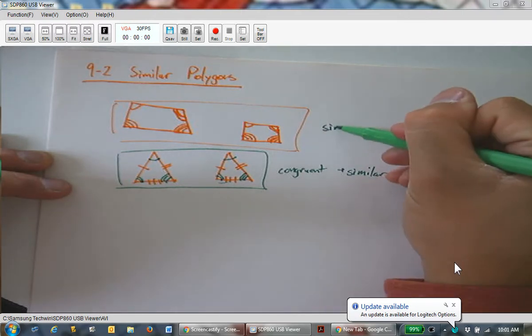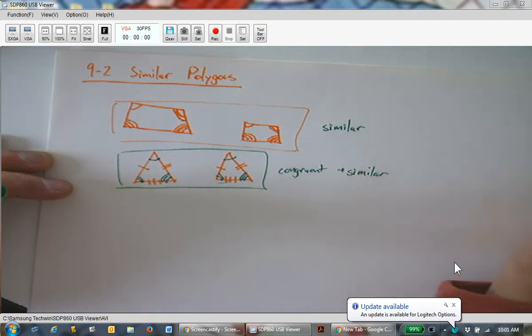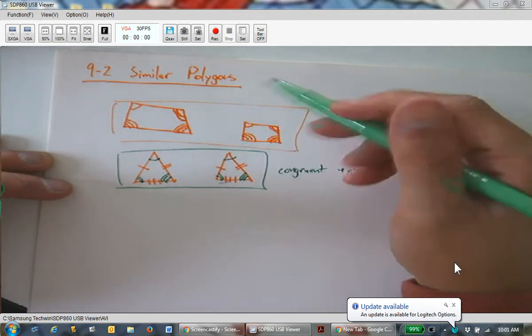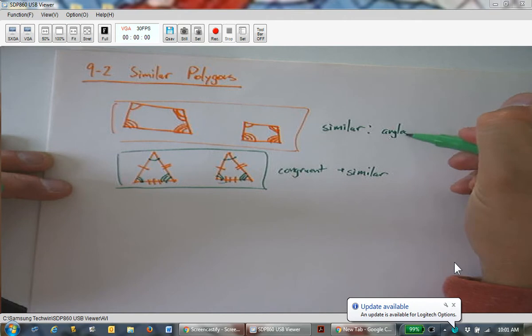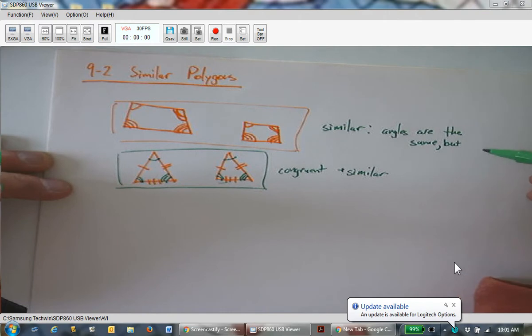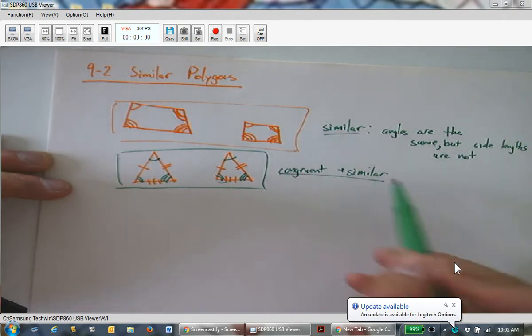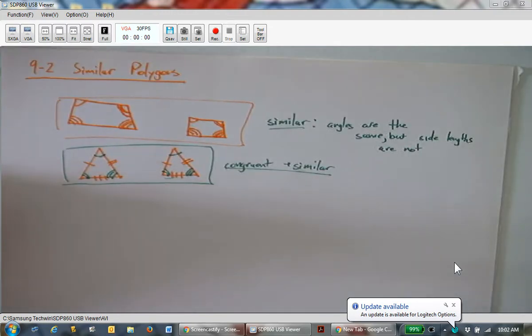This, however, is just what we call being similar to each other. The reason why is that all the angles are the same, but not their side lengths. There's one more element to being similar that I did not mention. Are you ready for this? Even though these are similar, there's another element to being similar that I did not mention.